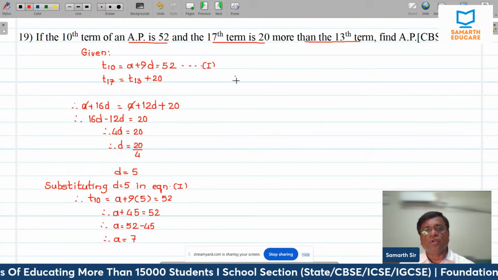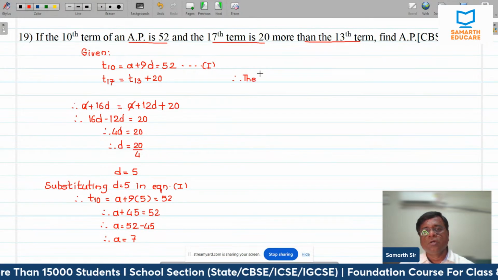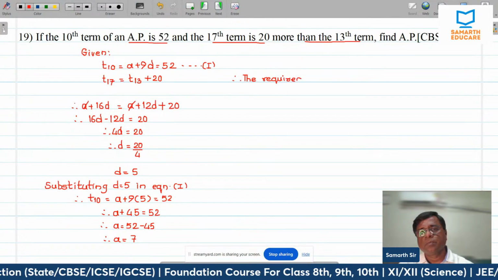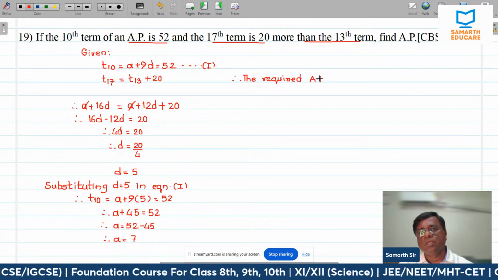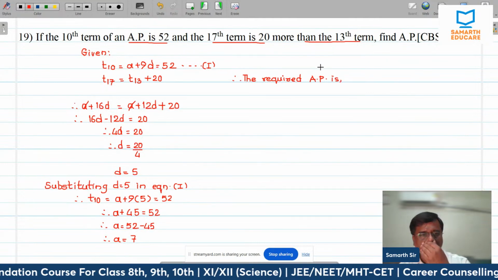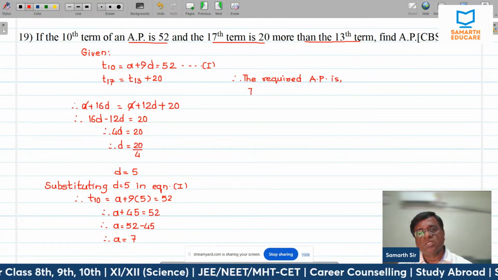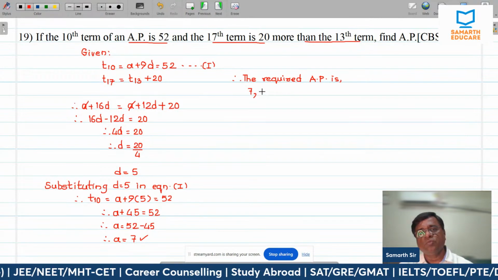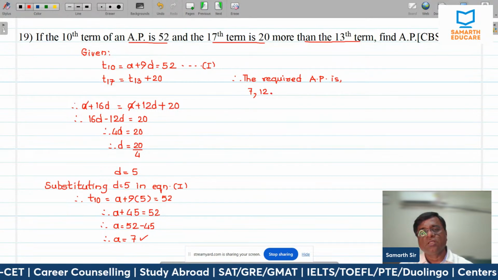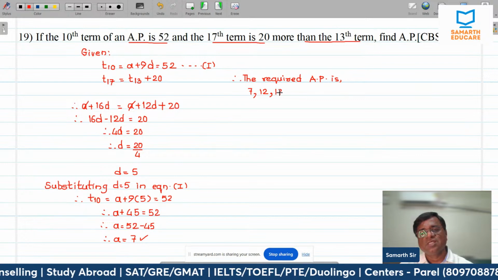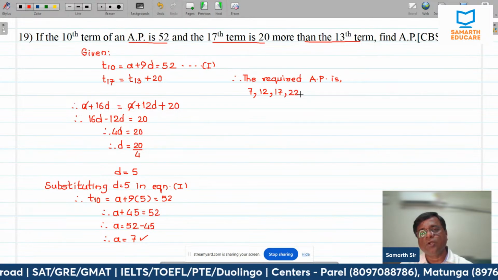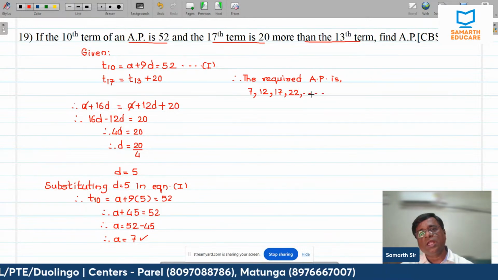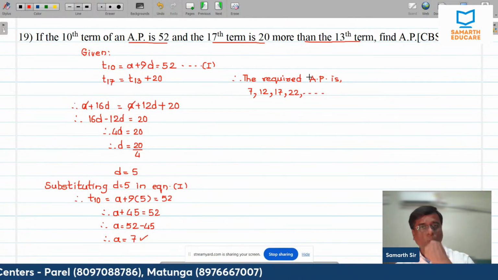Remember to write the final answer. Therefore, the required AP is, you have to write at least 3 terms. The first value is 7. First term is 7. D is 5. So the second term would be 7 plus 5, which is 12. The third term would be 12 plus 5, which is 17. The fourth term would be 22, 17 plus 5, and so on. All right. So at least write 3 terms or 4 terms. Okay.